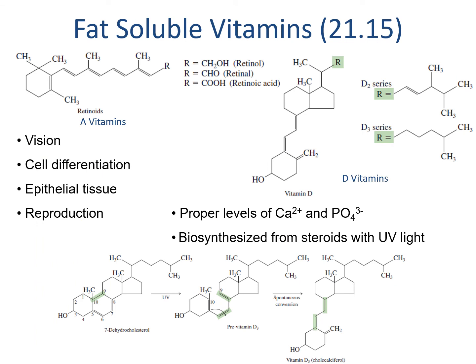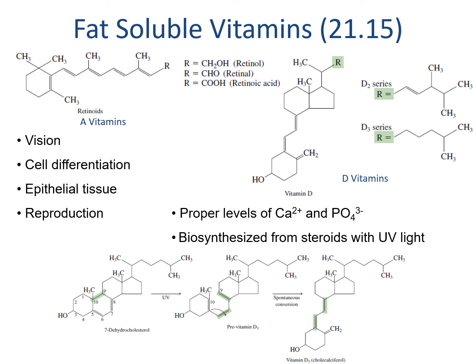In addition to vitamin C and the 8 B vitamins, there are also 4 fat-soluble vitamins, the first of which is vitamin A. Vitamin A actually comes in several forms. All of those forms are responsible for roles such as seeing color, the differentiation of cells, the development of epithelial tissue, and reproduction. The A vitamins are actually oftentimes derived from carotenes, like beta-carotene, which is in carrots. It makes carrots orange.